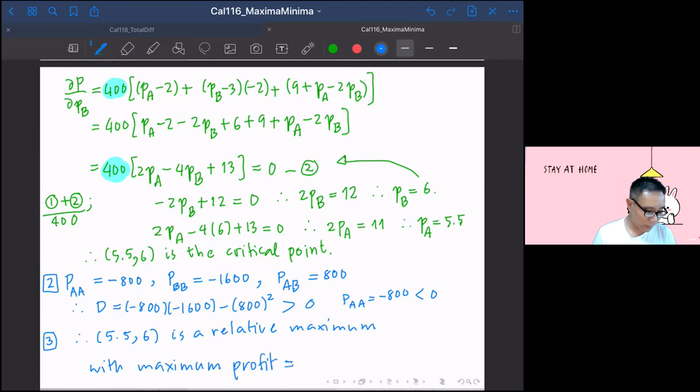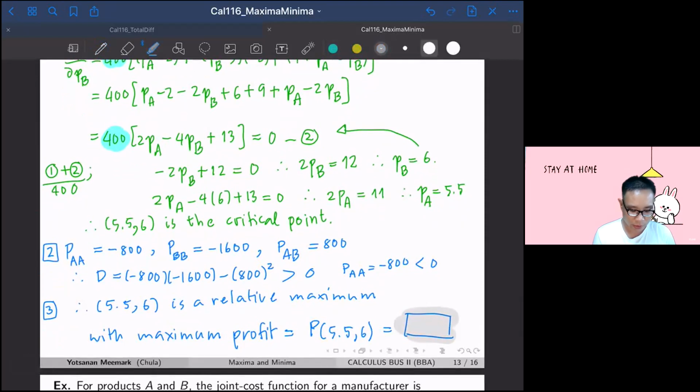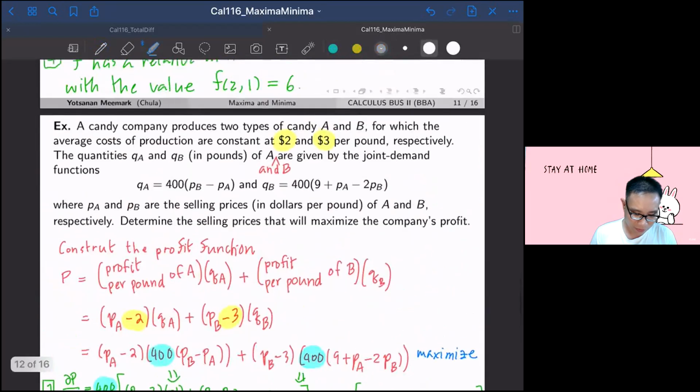P at (5.5, 6). So you're going to plug into the original function and give me the number here. Please do this one by yourself. The maximum profit equals the number that you get when you plug PA equal to 5.5 and PB equal to 6 into the function. So that will be our first example. You see it's kind of a long question.